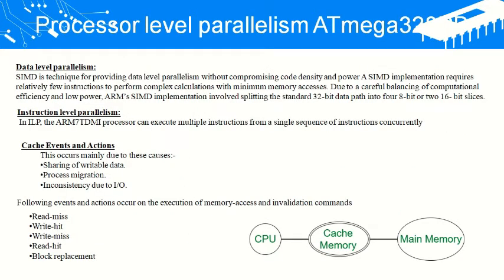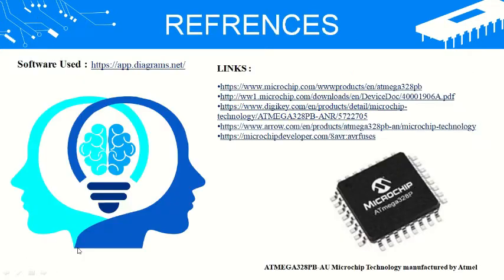There are different types of data level parallelism in the ATmega328PB, that is the cache events and actions occur mainly due to these causes: sharing of writable data, process migration, inconsistency due to input output. The following events and actions occur on the execution of memory access and invalidation commands, that is read hit, read miss, write hit, write miss, block replacement, and other things.